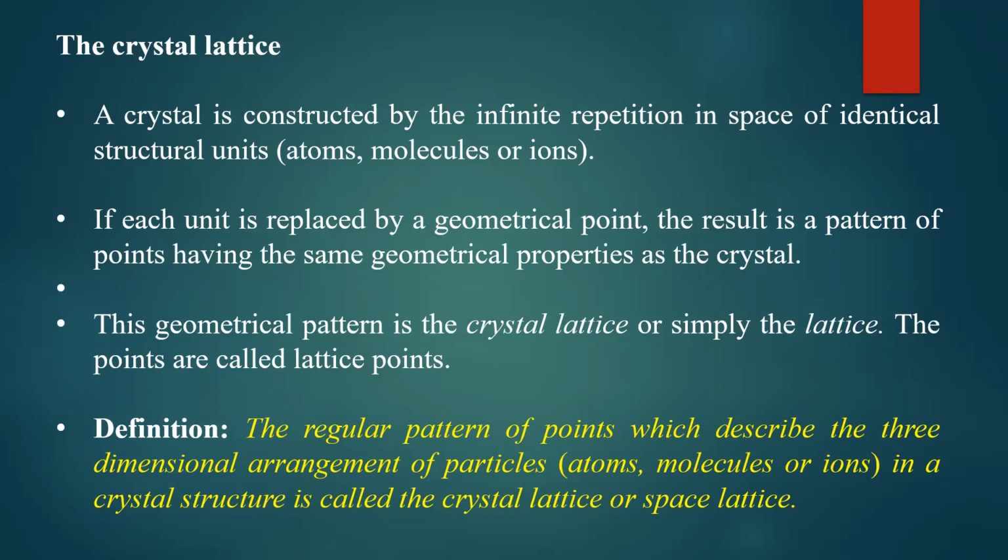So remember, the markings are lattice points. A group of those lattice points is called the crystal lattice. Remember, the crystal lattice only gives you the nature of the crystal, what kind of arrangement there is. If you put the crystal units, the structural units, on the lattice points, that will create the crystal.